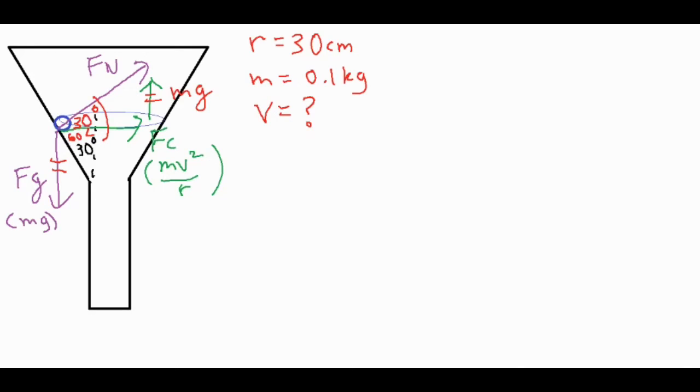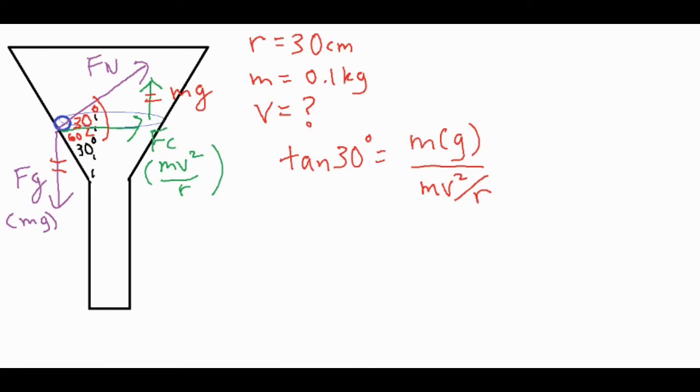Now, we're going to use a little bit of trig to figure this out. We have two parts of our triangle we're going to use, which is the opposite end of the 30 degrees and then the adjacent end of the 30 degrees. So that means we're going to want to use tangent. So the tangent of 30 degrees equals the opposite end, which is mg, over the adjacent end, which is the Fc, the centripetal force, which is mv squared over r.